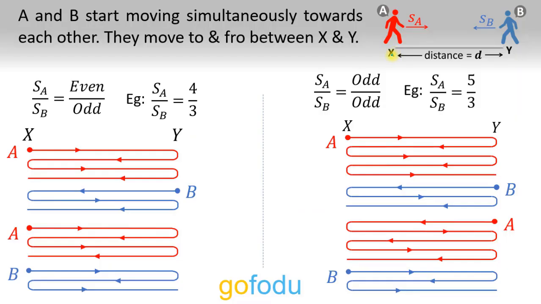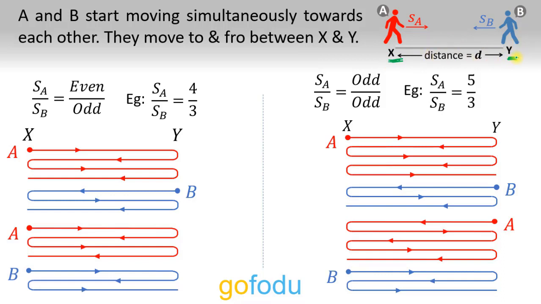Hello and welcome to yet another video on to and fro motion of A and B between X and Y. So A starts from X, B starts from Y and they move towards each other, and we have to analyze the cases when they meet or they interact at X or Y. So in this video, we are not concerned about them meeting in between. We are only concerned about the meeting that happens at these endpoints X and Y.